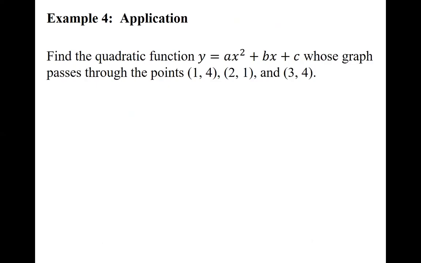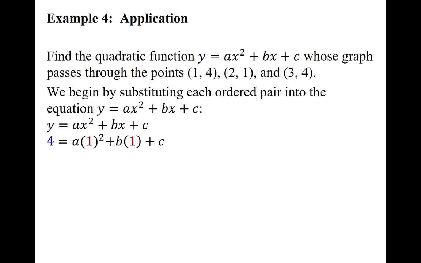Let's find the quadratic function y equals ax squared plus bx plus c, whose graph passes through the points (1, 4), (2, 1), and (3, 4). So (1, 4), (2, 1), and (3, 4) are all pairs of x's and y's. So let's start by plugging in each of these points separately to get three different equations.